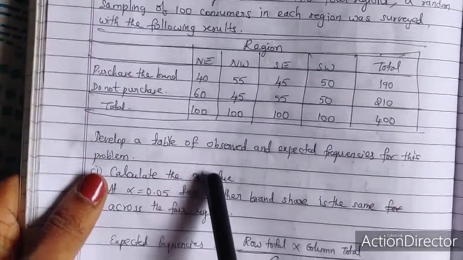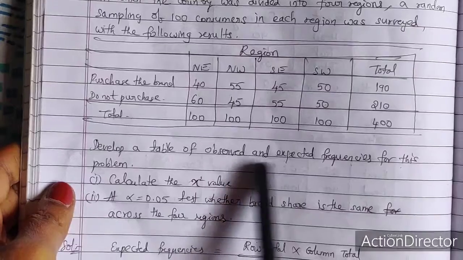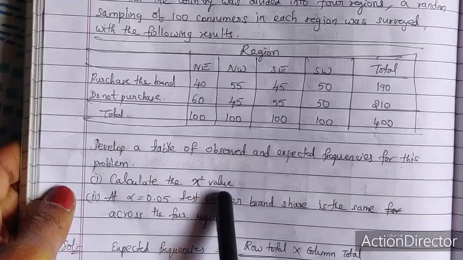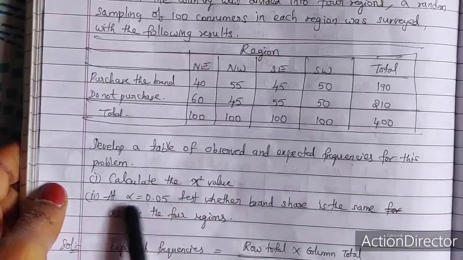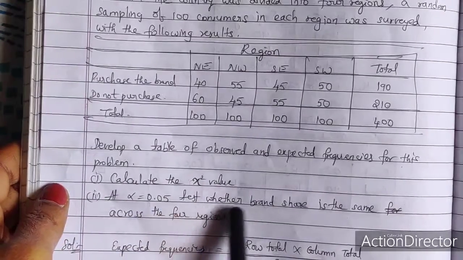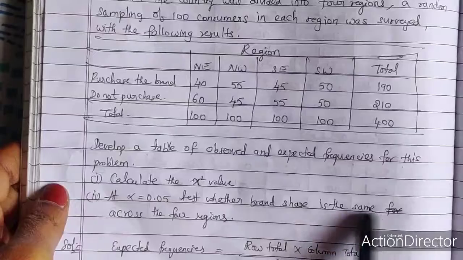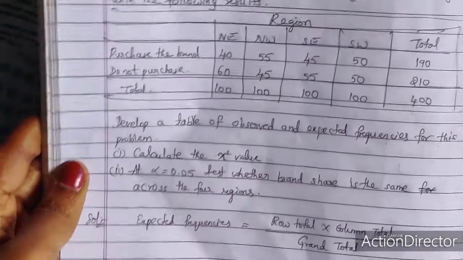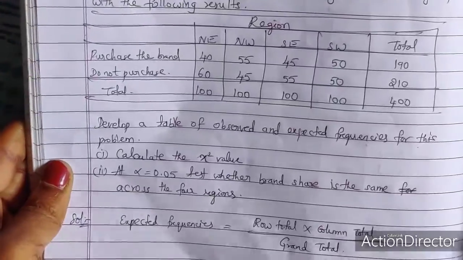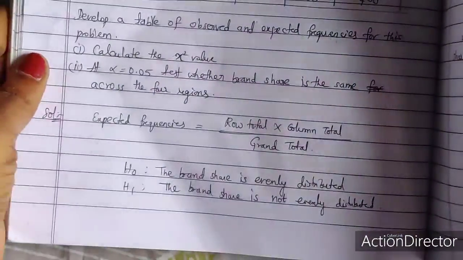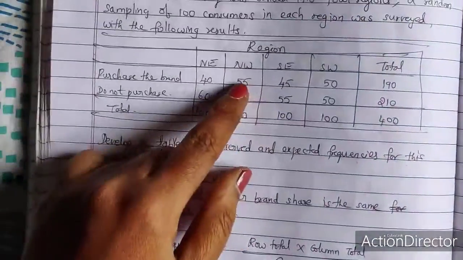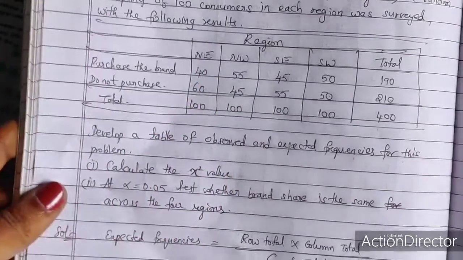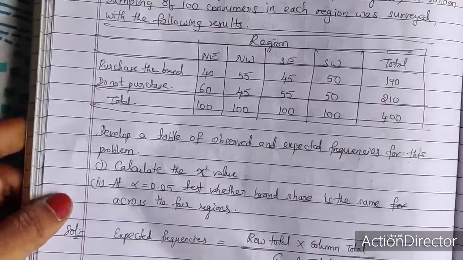So here we are asked to develop a table of observed and expected frequencies for this problem, and we need to find the chi-square value. At alpha equal to 0.05, test whether brand share is the same across the 4 regions or not. So here, these are all observed frequencies. We are given the observed frequencies, so we have to find the expected frequencies.